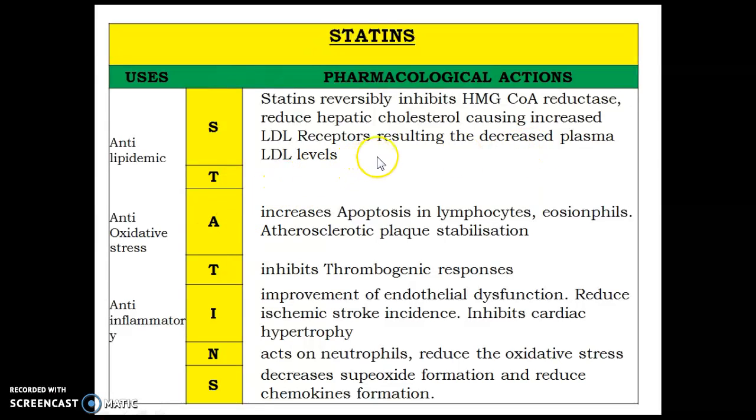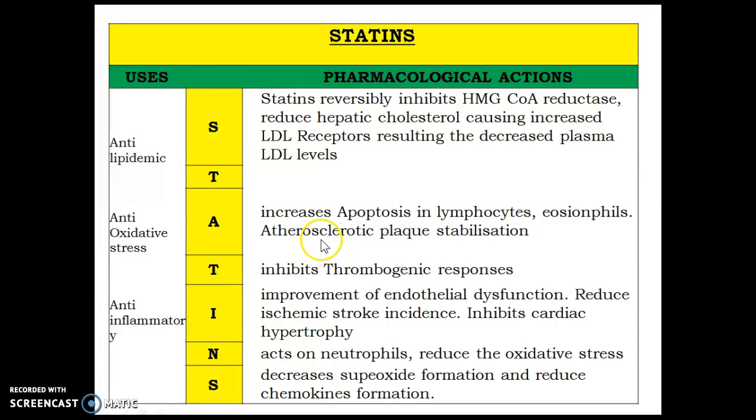Apart from being anti-lipidemic agents, statins show pleiotropic effects. These pleiotropic effects include antioxidative stress and anti-inflammatory action, decreased superoxide formation, reduced chemokine formation, and improved endothelial protection activity, and they reduce ischemic stroke incidence, etc. Let us go one by one.